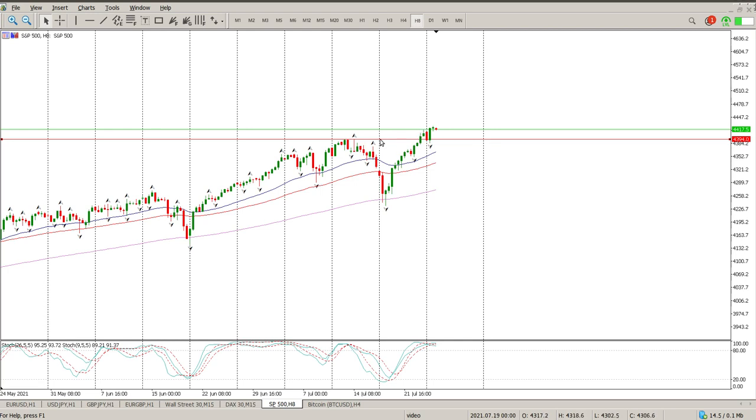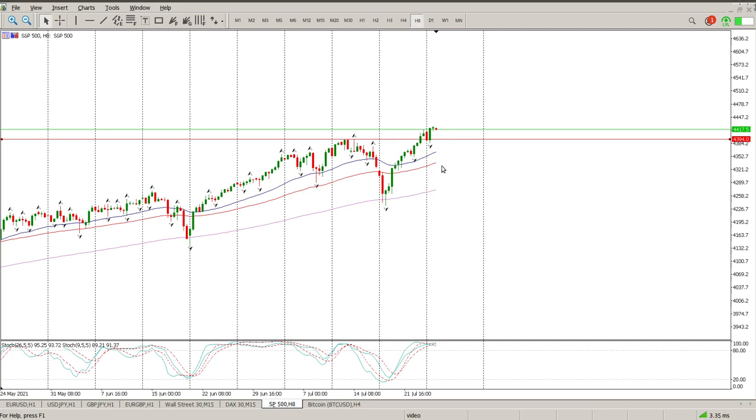We closed above the 43.94 area, and we bounced off it. So 4,400 was the target that we've always been aiming for. That has been tagged, and we're now hovering around it at the moment.